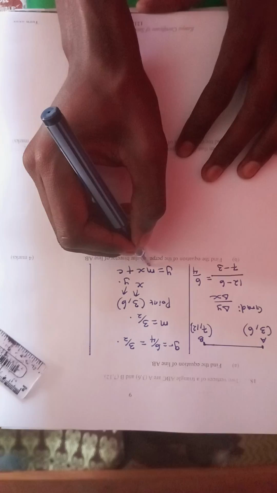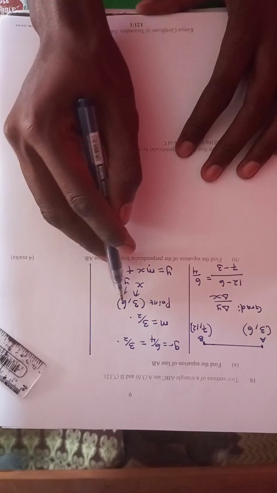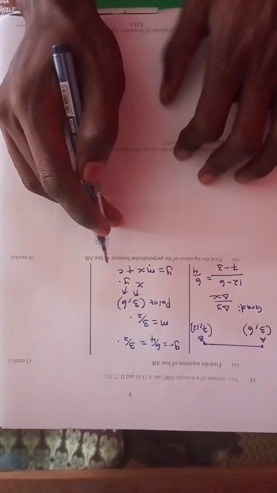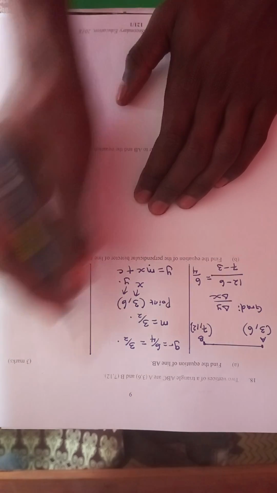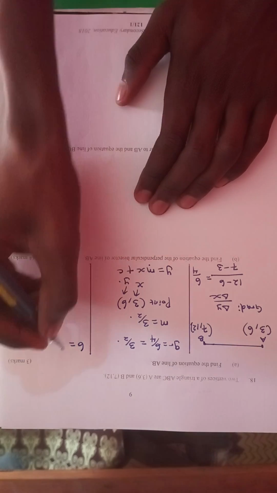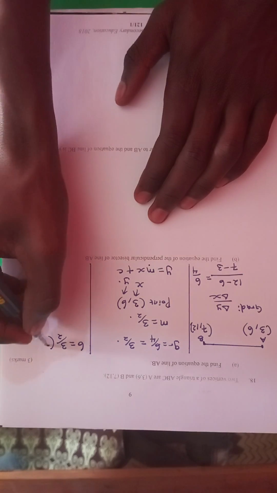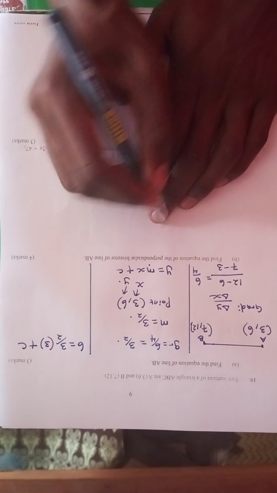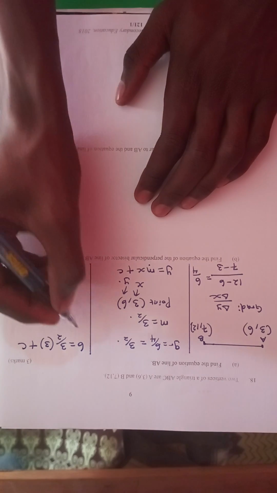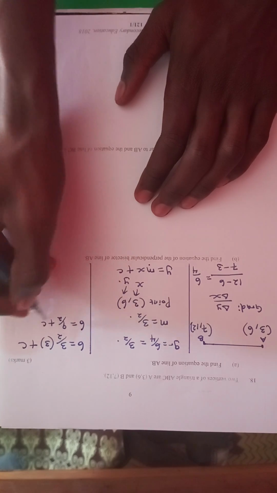So the m value is the gradient. Along the y-axis, we are going to substitute with 6, and along the x-axis, we are going to substitute with 3 for us to get the constant c. So the y value will be 6 equals to m, the gradient, and our gradient here is 3 over 2. We open bracket, we introduce x, which is 3, and then plus c. We are looking for what c is. And at this point, 3 over 2 times 3 will be 9 over 2. So 6 is equal to 9 over 2 plus c.